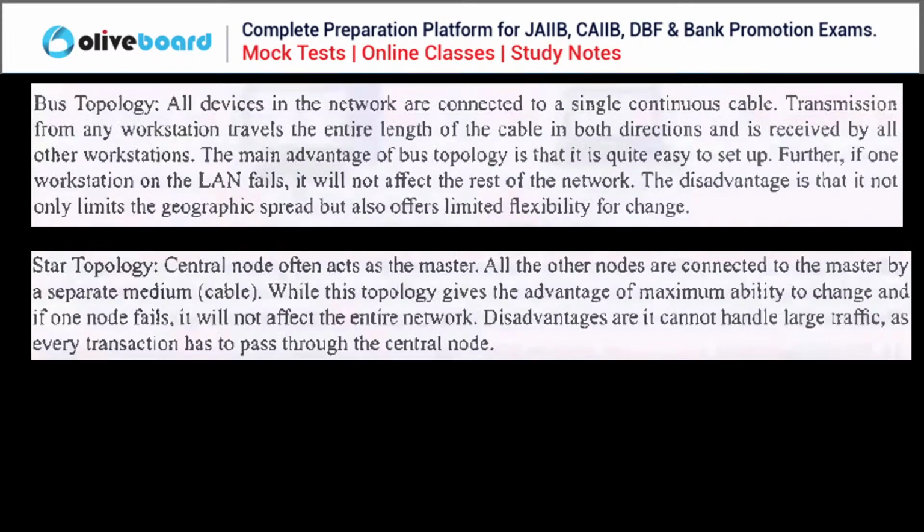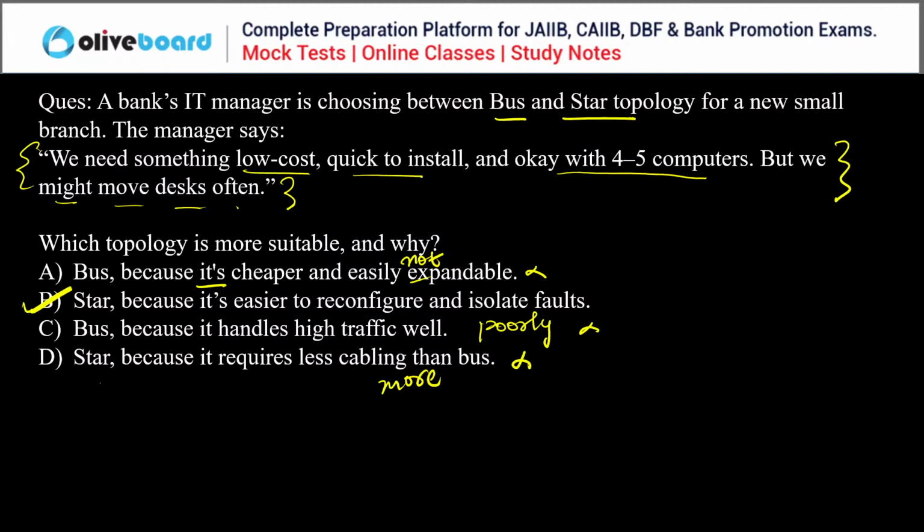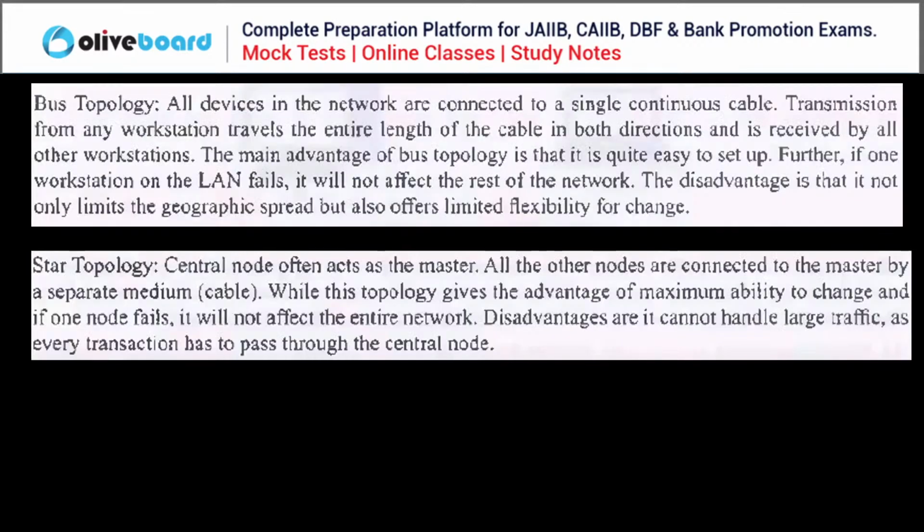So now you can see what a bus topology is and what a star topology is. We have taken star topology for this. In the star topology, there is a central node which is a master node, and all nodes are connected to the central node by a separate medium or cable. Star topology gives the advantage of maximum ability to change. Maximum ability to change, this is what the manager needs.